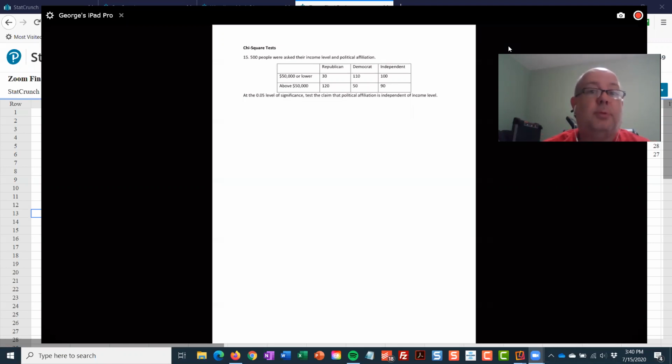Let's read through it. 500 people were asked their income level and political affiliation. The table shows the breakdown. At the 0.05 level of significance, test the claim that political affiliation is independent of income level.